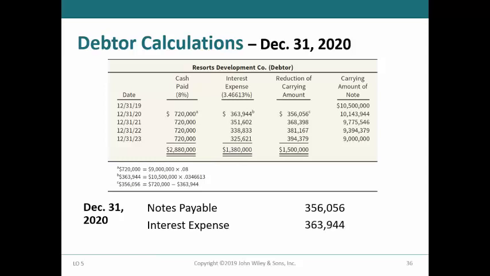To record the first interest payment, Resorts Development would debit notes payable for $356,056, interest expense for $363,944, and credit cash for $720,000. At the end of the 5 years, Resorts Development would pay the $9 million principal to Morgan National Bank and debit notes payable and credit cash for $9 million.